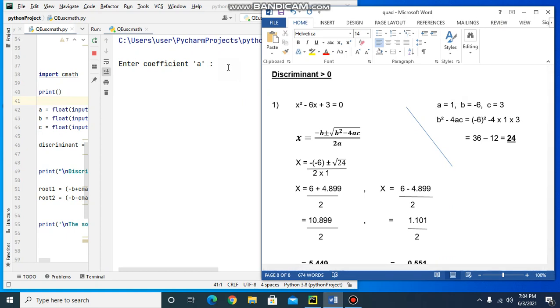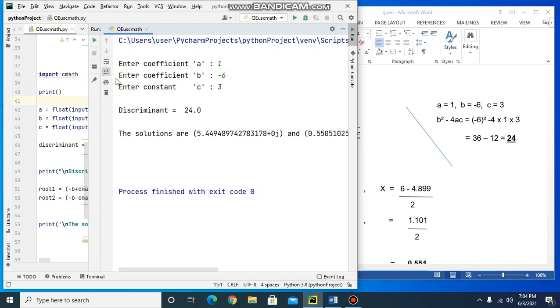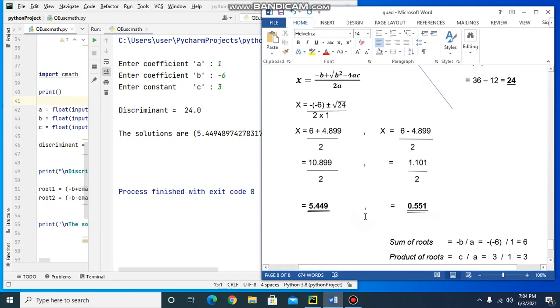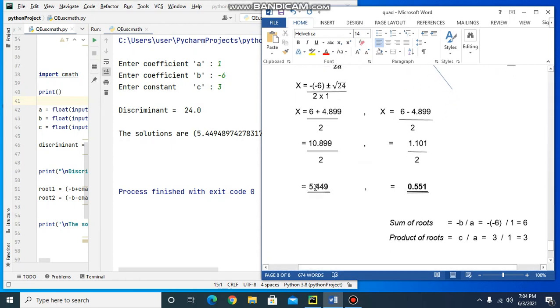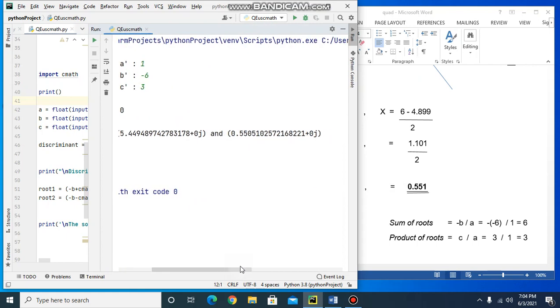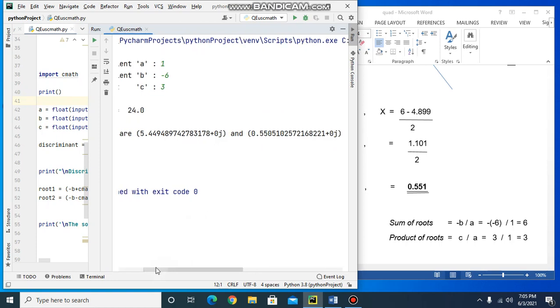So I am giving the value of a as 1, b is minus 6 and c is 3. So we are getting the discriminant as 24, and here we are having the roots as 5.449 and 0.551. Here we are having the imaginary part as 0. So when the imaginary part is 0, the roots are real.